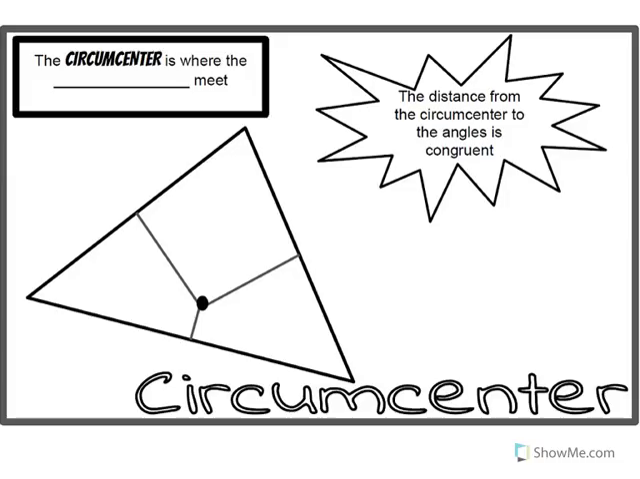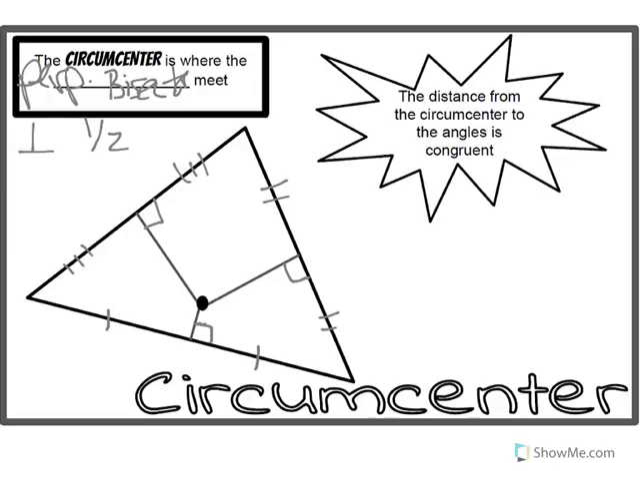Now we're going to review circumcenter. Circumcenter is where the perpendicular bisectors meet. Perpendicular means right angle, bisect means it's going to be cut in half. So that means we have right angles, right angles, right angles, and also the sides are cut in half. So this side is cut in half, this side is cut in half, and this side is cut in half.